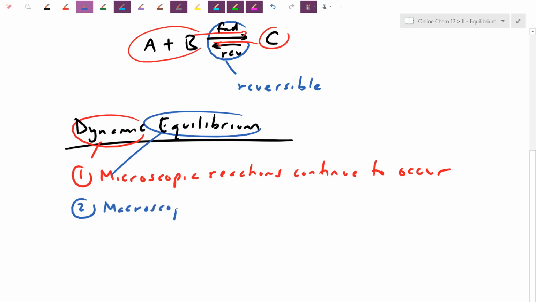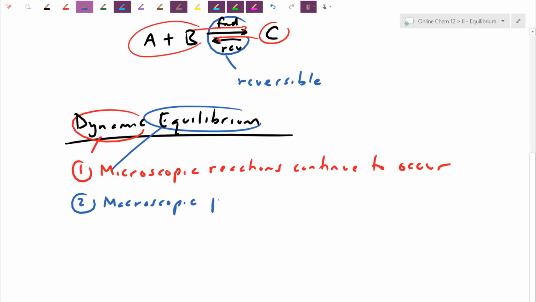When you just look at this from the outside, macroscopic properties, things that you can observe, physical characteristics, things like that, the macroscopic properties remain constant. But I want to emphasize here, in time. So if I look at it right now, I come back and look at it half an hour from now, it doesn't look like things are changing.